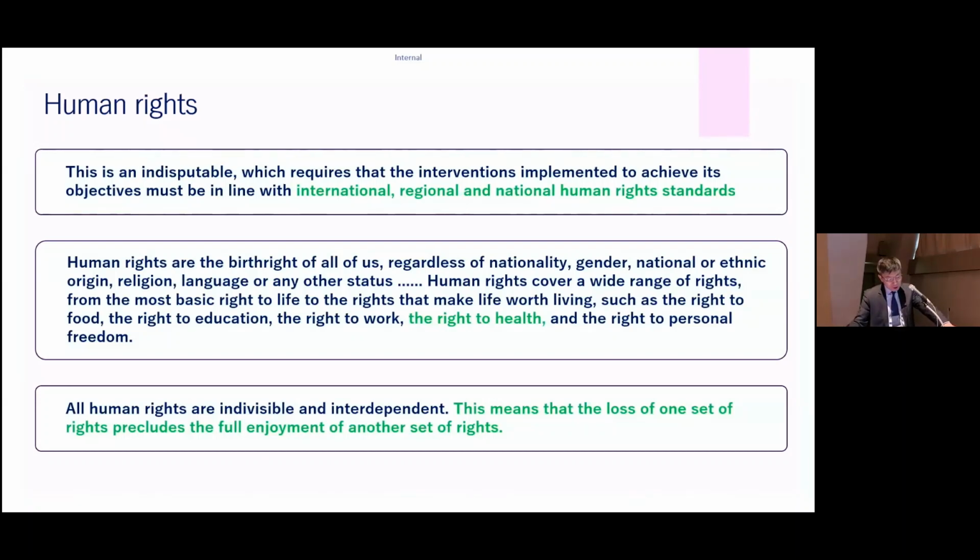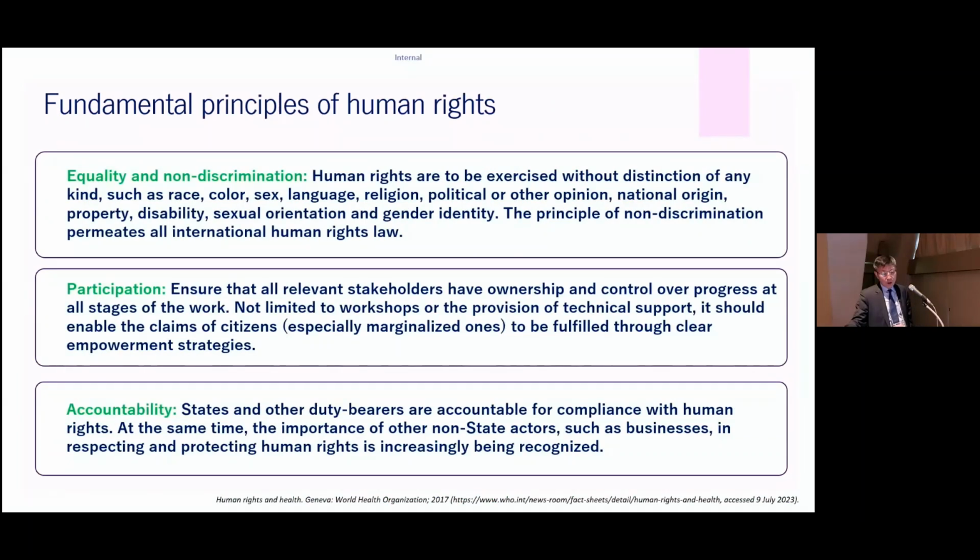So also it is mentioned that all human rights are indivisible and interdependent. This means that the loss of one set of rights precludes the full enjoyment of another set of rights. So therefore, if we talk about HCV elimination regarding human rights, we have to touch these aspects, not only patients' treatment. So, what are the fundamental principles of human rights?